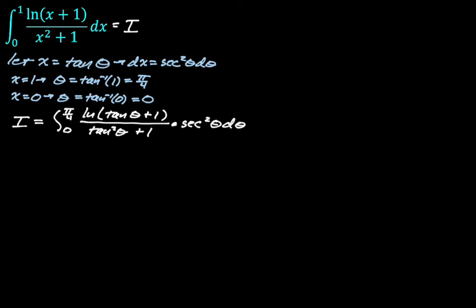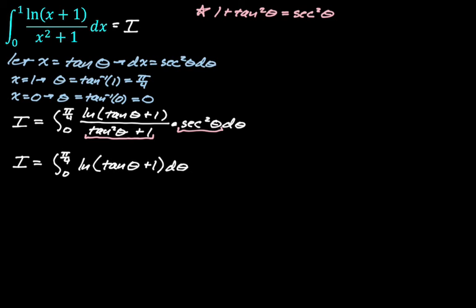Because this looks gross. One thing that we definitely know is that 1 plus tan squared is equal to secant squared. That's one of the Pythagorean identities, which means that 1 plus tan squared in the denominator here and the secant squared of theta are the same and they cancel to 1. So I'm going to do that. That brings us to this. 0 to pi over 4, natural log of tan of theta plus 1.